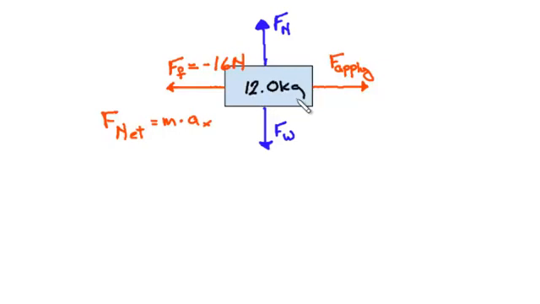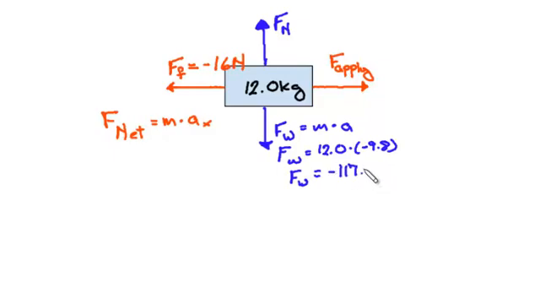The given information for this free body diagram is the body is 12 kilograms. This allows me to get force due to weight, which is mass times acceleration due to gravity. So force weight equals 12 kilograms times acceleration due to gravity, which is negative 9.8. Force weight equals negative 117.6 newtons.